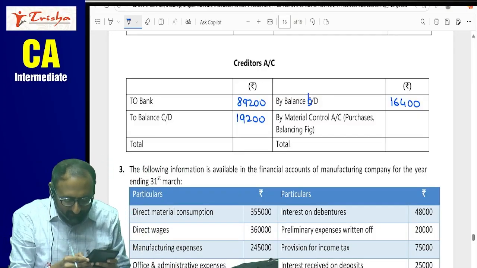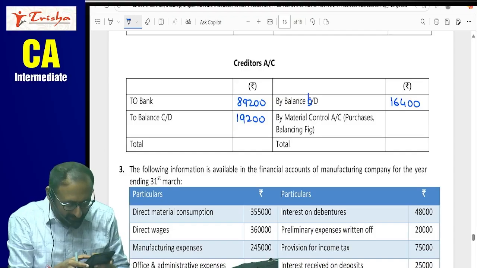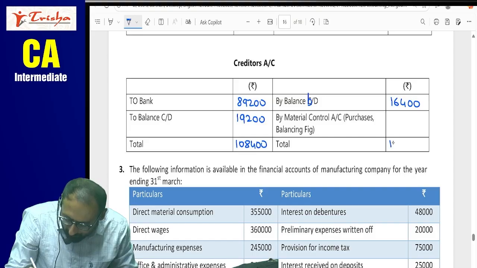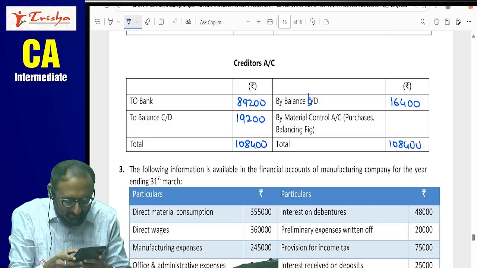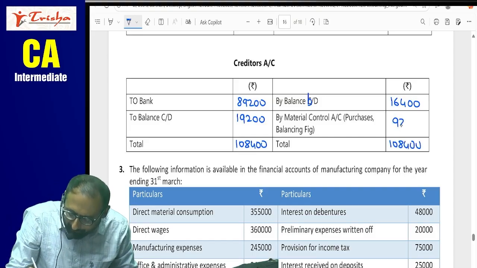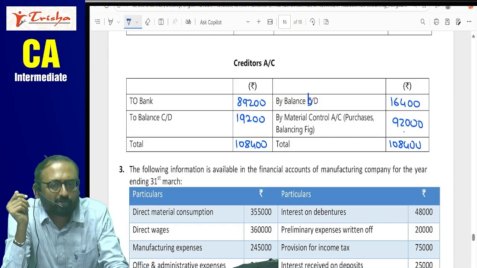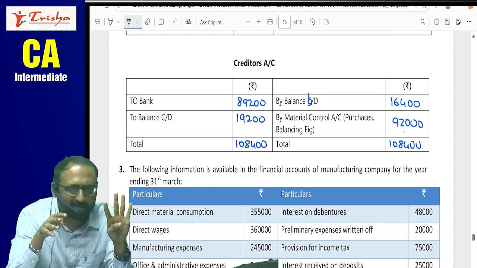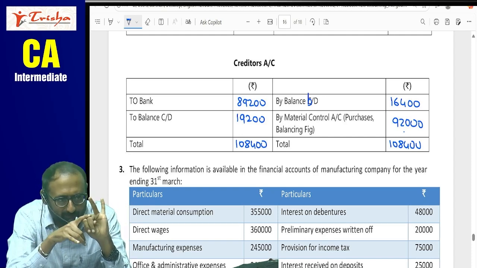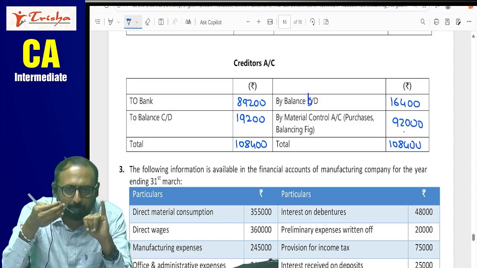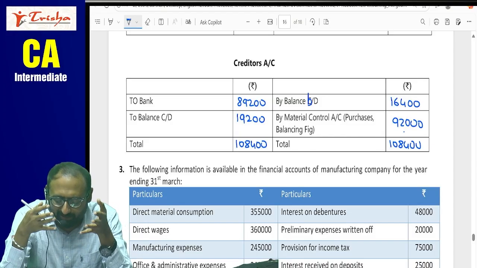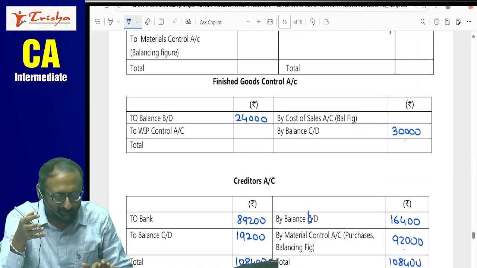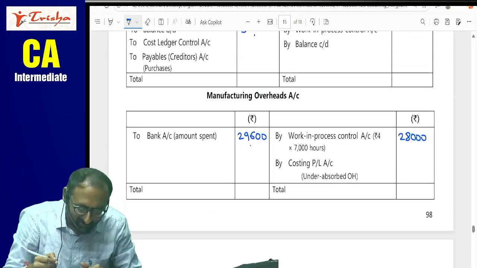Yes, sir. Fast. 89,200 plus 19,200. Sir, the total is 1,08,400, yes? So 1,08,400 minus 16,400. Sir, is it 92,000? Now you decide, sir, what is this 92,000? In creditor, only 4 items will be there: opening balance, closing balance, payment to the creditor, and purchases. So what is 92,000? 92,000 is cost of material purchase. So in the stores ledger control account or material control account debit side, I'll write there 92,000.